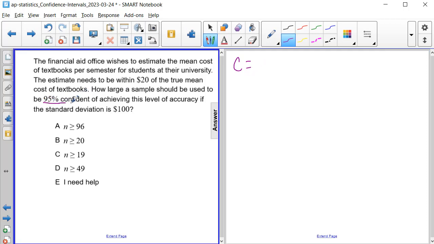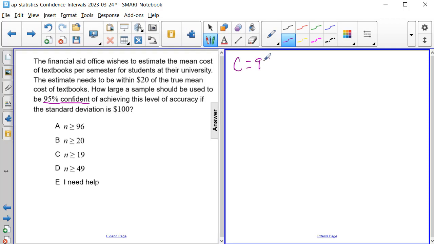All right, the first key piece of information that we need to determine is the confidence level. And that is given in our question. We need it to be 95% confident. So 95%. And because we want a 95% confidence interval, that tells us that our critical value Z star is going to be equal to 1.96.